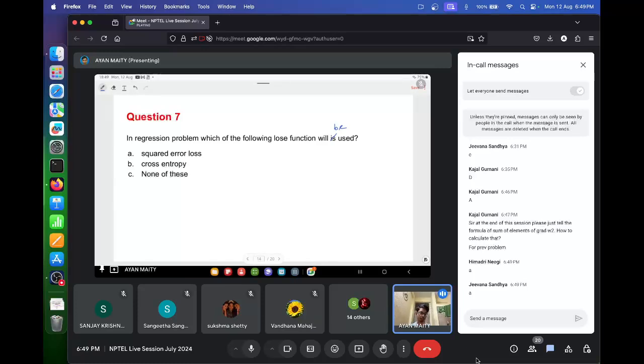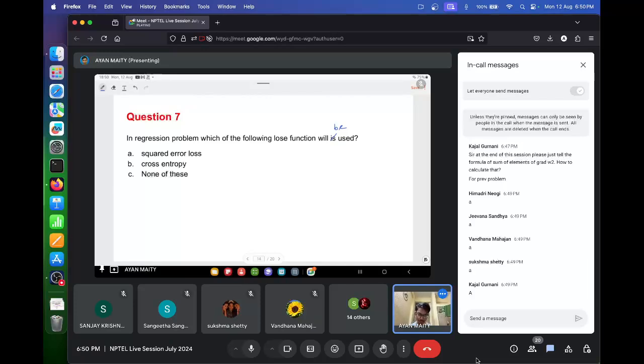Himantri says option A, Jivana says option A. Okay. Vandana says option A, Sushma says option A, Kajal says option A. Dr. R. Kotteswaran says option A.